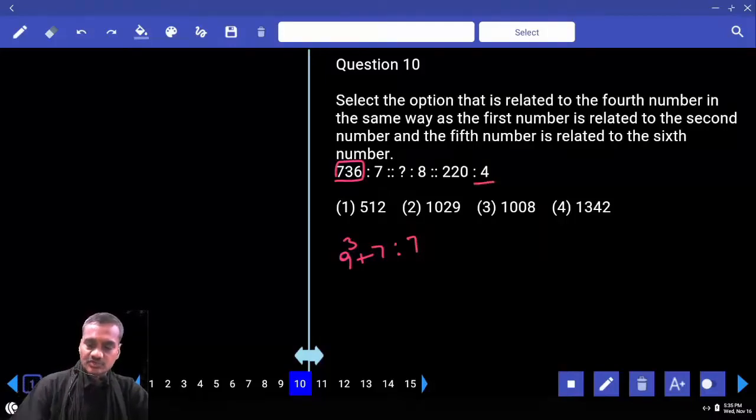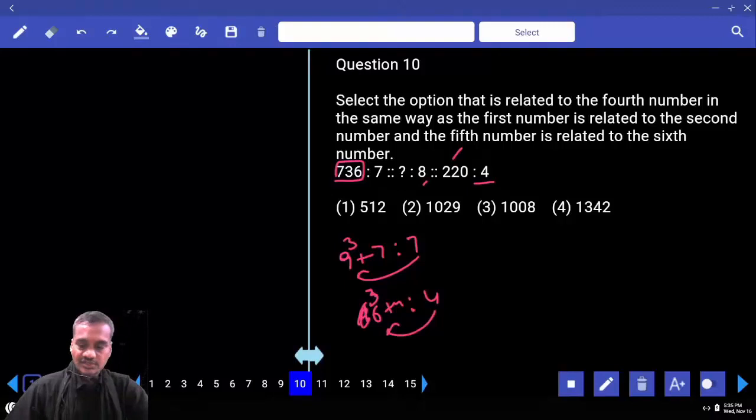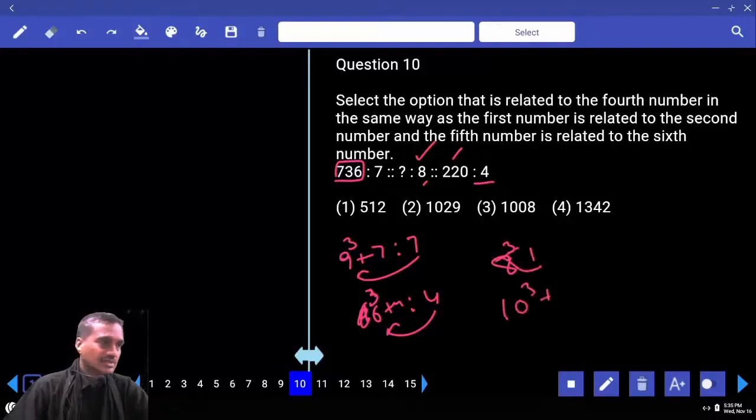And in the same way, look here. 4 can be written as 6 cube plus 4. 6 cube plus 4. And 7 plus 2 is 9. 4 plus 2 is 6. 8 is here. As 8 is here, now 8 cube plus this number 8. 8 plus 2, 10. Now 10 cube plus 8.